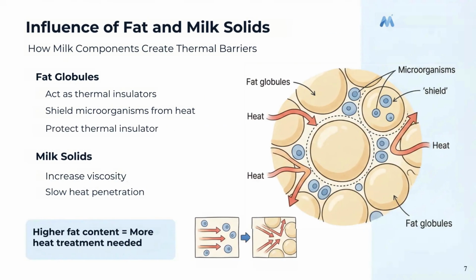Fat content and milk solids also affect thermal destruction. Fat globules act as thermal insulators. They shield microorganisms from direct exposure to heat. Similarly, milk solids increase viscosity, which slows down heat penetration. As a result, high-fat milk products may require more intense heat treatment to achieve the same microbial destruction.